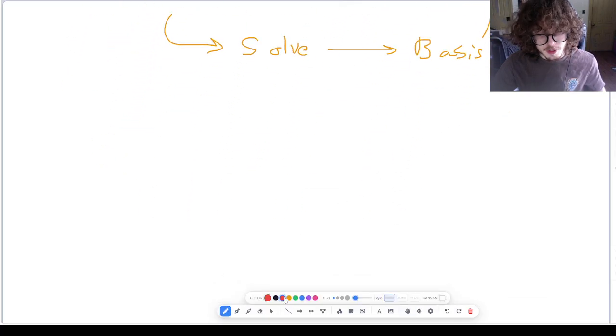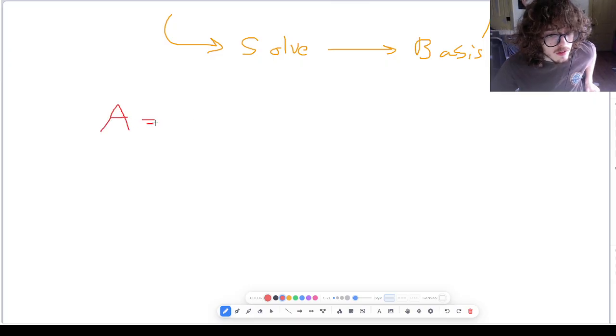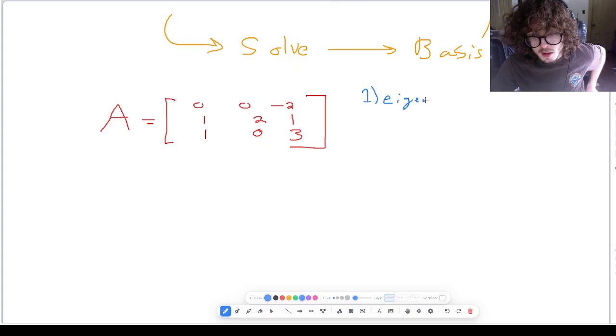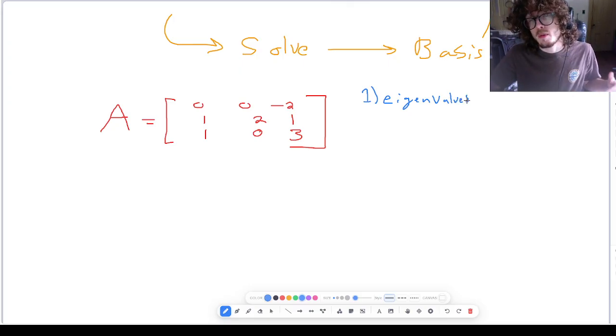All right. So let's go ahead and do an example just to show how all this works. Assume A to be 0, 0, negative 2, 1, 2, 1, 1, 0, 3. Okay, so this is the matrix A, and what I want you to find is, one, the eigenvalues, and remember the eigenvalues are just how much we're scaling the eigenvectors we're eventually going to find.